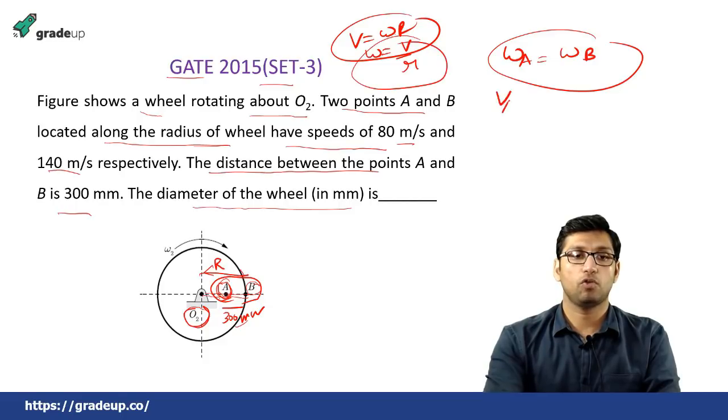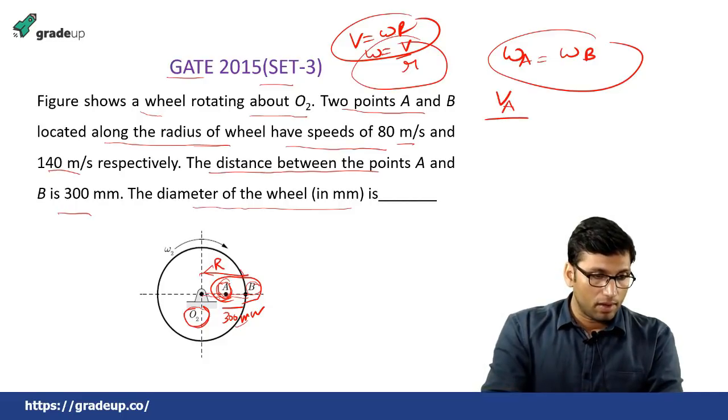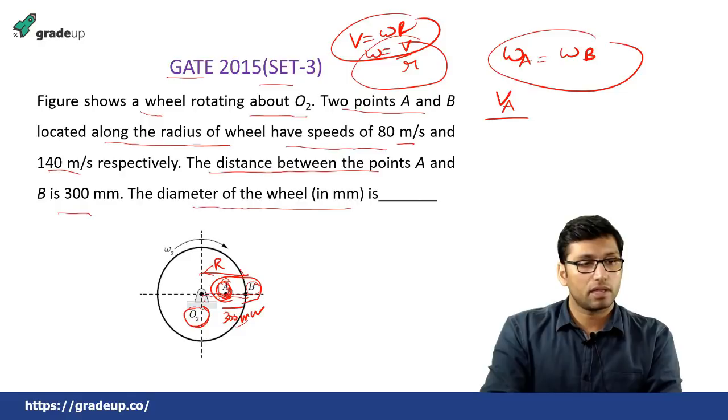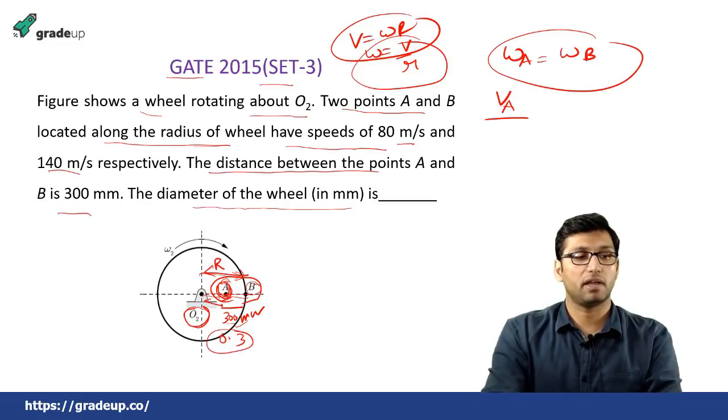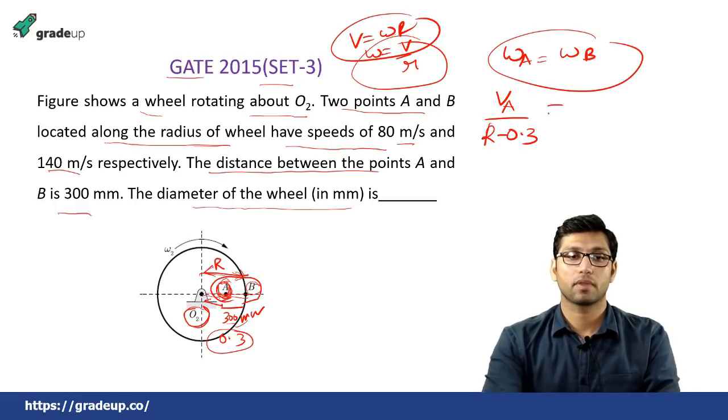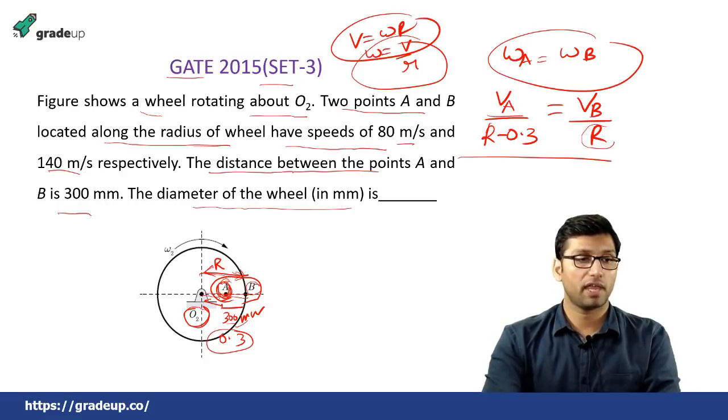So this will be equal to VA over R. Now VA is the velocity at point A, and R is the distance from the center. If the total radius is R, and this distance is 300 mm, which is 0.3 meter, then this will be R minus 0.3. And for B, it will be equal to VB over R, the distance from the center. Do you know the value of R? No. Do you know the value of VA? The speed of A is equal to 80 meters per second and B is equal to 140.